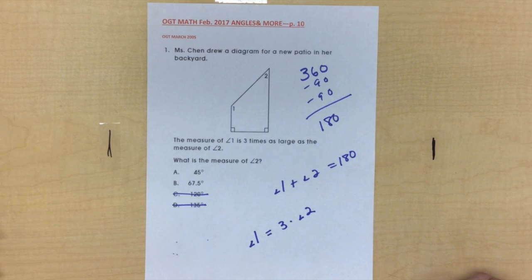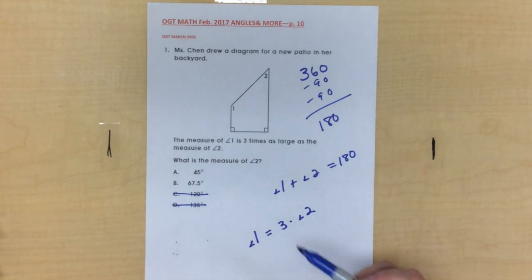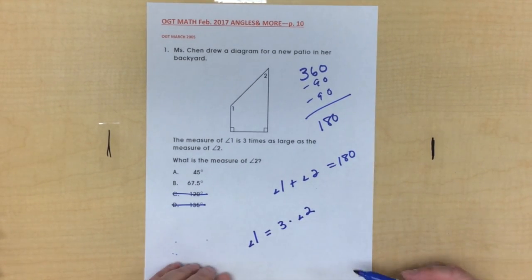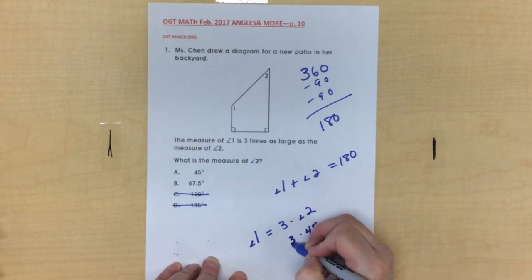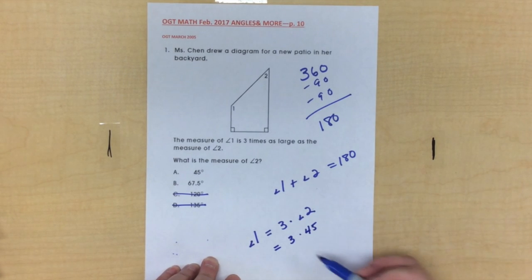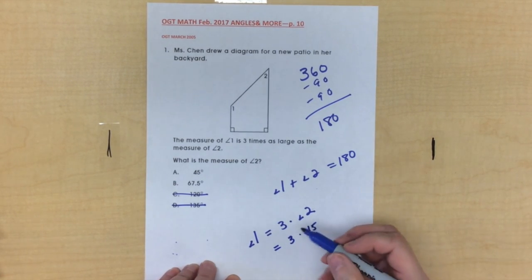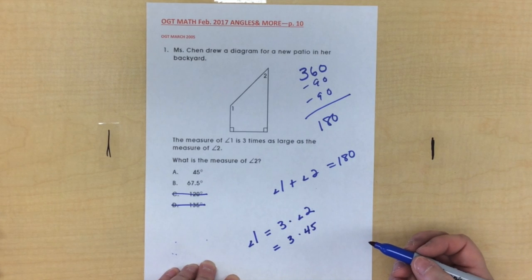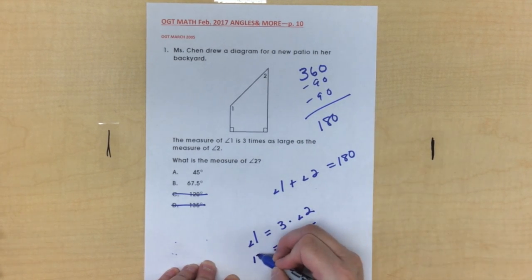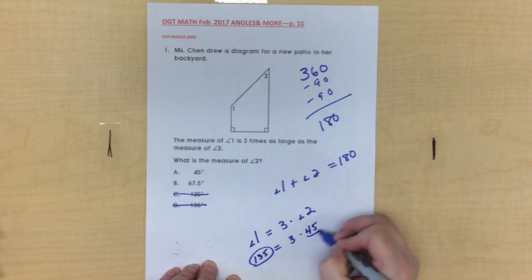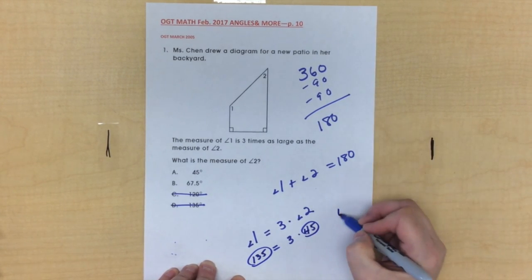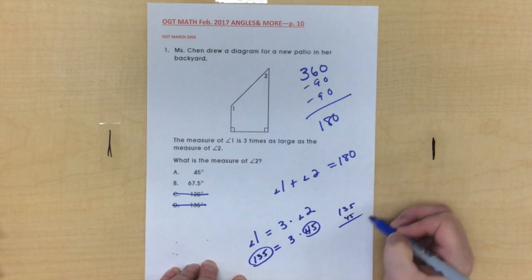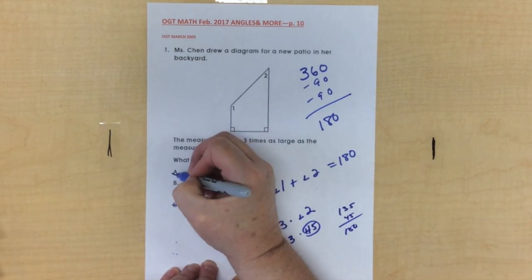So why don't we just take a guess? It's a multiple choice. Let's try 45 degrees. If angle 2 is 45, then angle 1 has to be 3 times 45. 3 times 45 is, of course, you can follow along with your own calculator or whatever, but that's 135 degrees. Does 135 plus 45 make 180? It does. So this must be the answer.